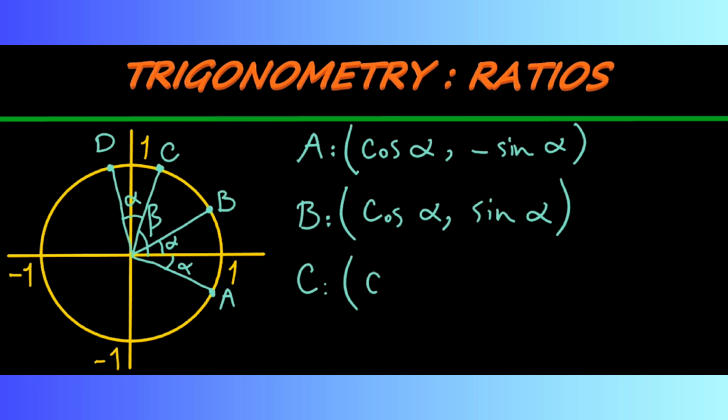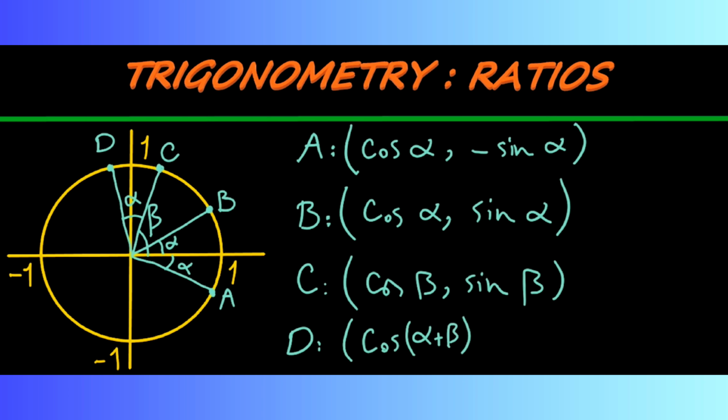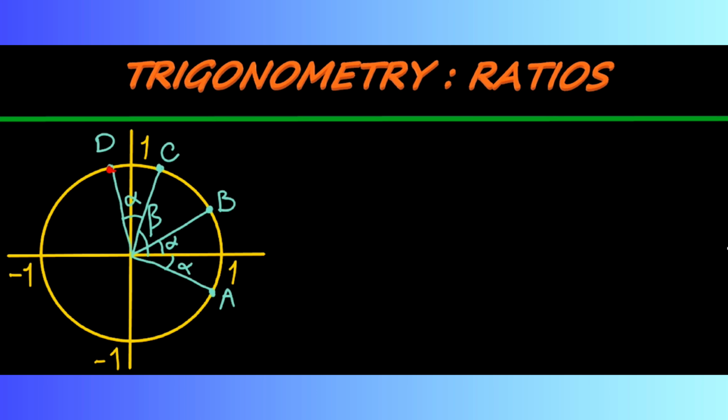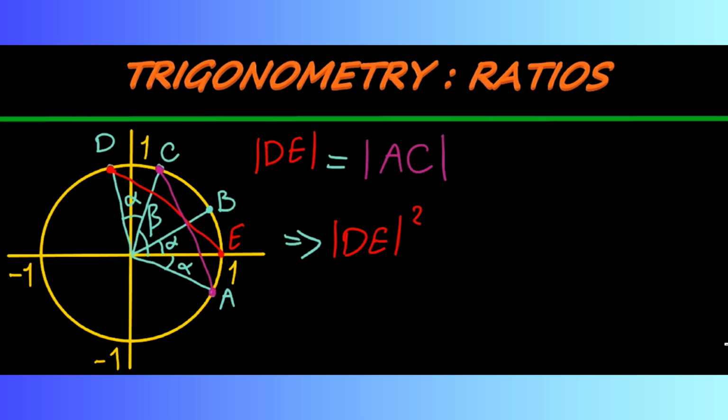According to the circle, we got 4 points A, B, C, and D, which could be defined using ratios of alpha, beta, and alpha plus beta. Let's draw two lines between AC and DE points. Since the angles which these lines are placed in front of are the same and equal to alpha plus beta, we could say these two lines are equal in length. Therefore, the square of lengths are also the same.